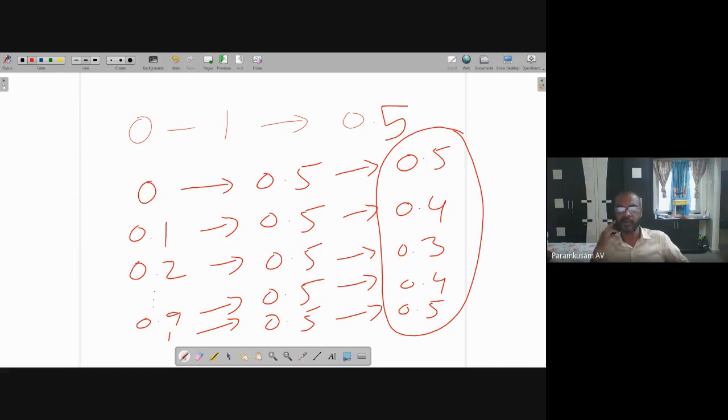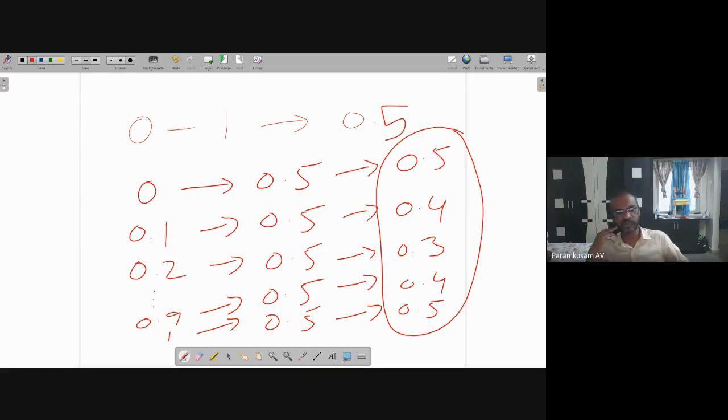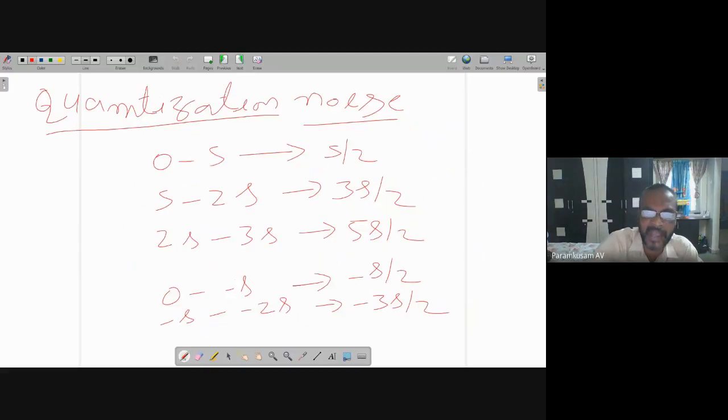So, what is the minimum error that occurs? 0. Suppose when the input is either 0 or 1, in both cases you will get 0.5 volts error. When the input is 0.1 or 0.9, in both cases you will get 0.4 volts. Okay, like that. So, the minimum error that occurs is 0 volts. The maximum error that occurs is 0.5 volts.